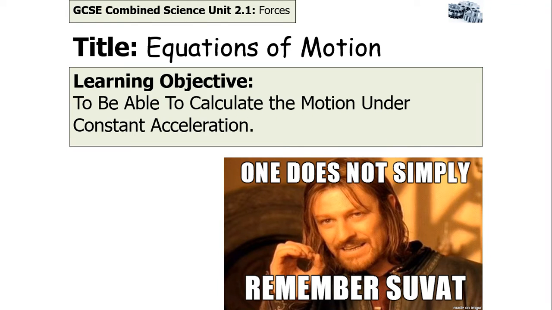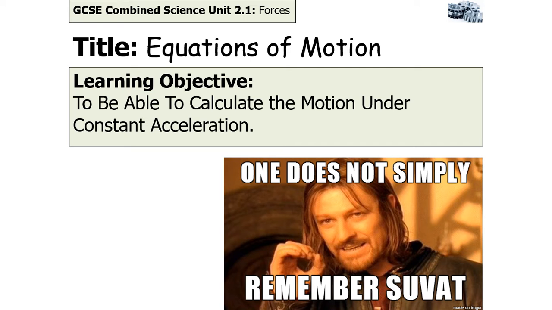Hello, welcome to today's lesson where we're going to look at the equations of motion. So we're going to try and calculate the motion an object would experience under constant acceleration and work out values of that motion. Today's lesson sits in the GCSE Combined Science topic of forces in the physics course.